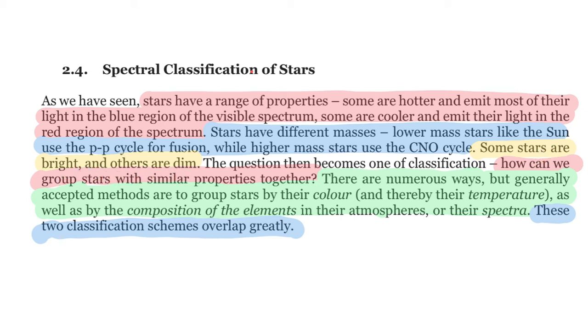So the question then becomes one of classification. How can we group stars with similar properties together? Well, there are numerous ways, but generally accepted methods are to group stars by their color, and thereby their temperature, as well as by the composition of the elements in their atmospheres or their spectra. These two classification systems overlap greatly, as we shall see.